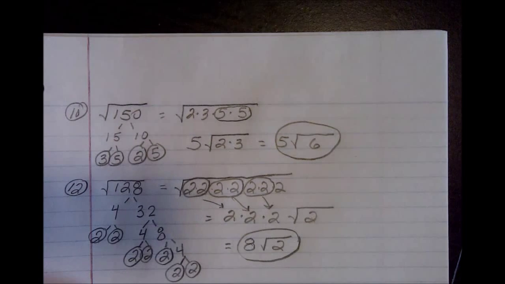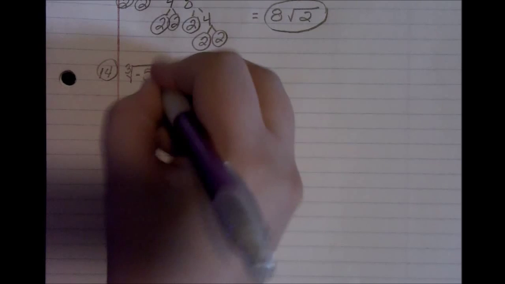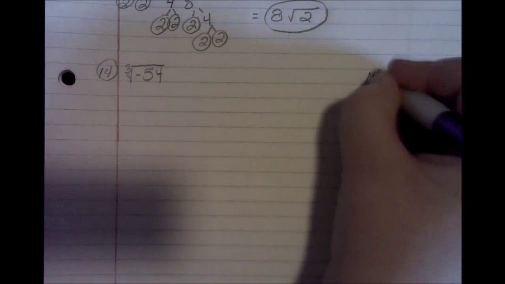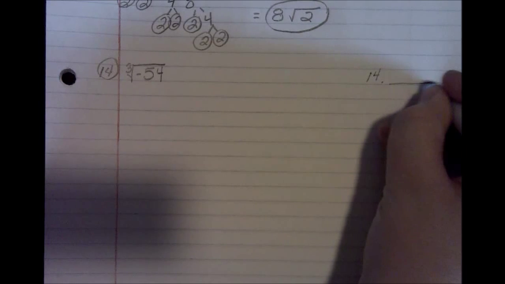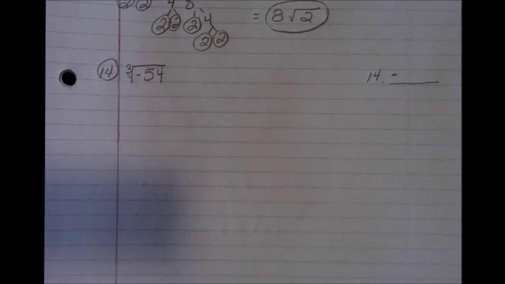Now number 14 says that I have the cubed root of negative 54. Well, we know that the cubed root of a negative number is always going to be negative. So we know our answer will be negative. In all of the problems I give you, you're always going to have an answer space. So go ahead and put your negative sign in that answer space.